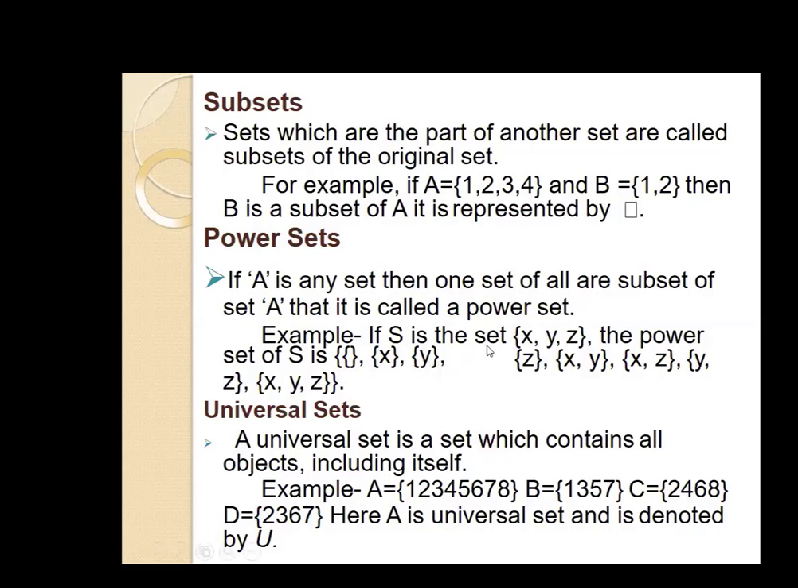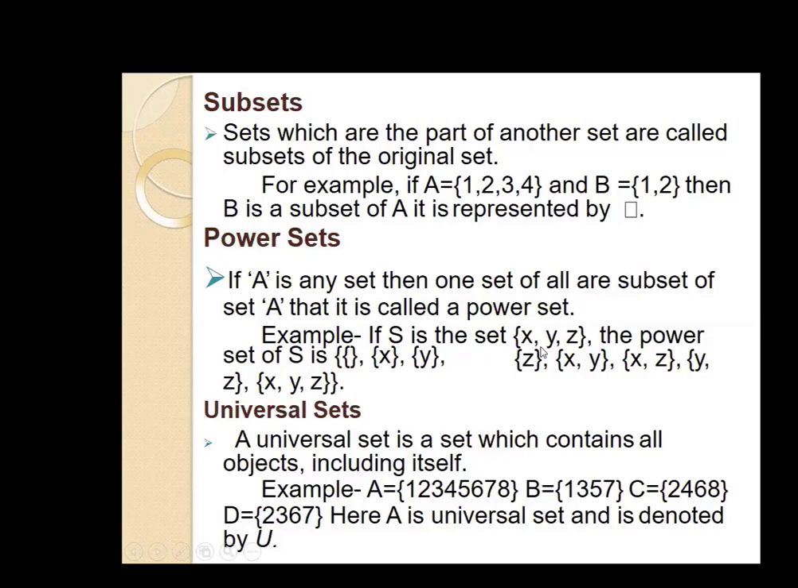If S is the set, with objects like X, Y, Z, the power set of S is, if you want to make it: the empty set, X and Y, right? In the same way we can also include Z, X and Y, X and Z. Here we are making the subsets of the set S, right? So this is called the power set. Clear?